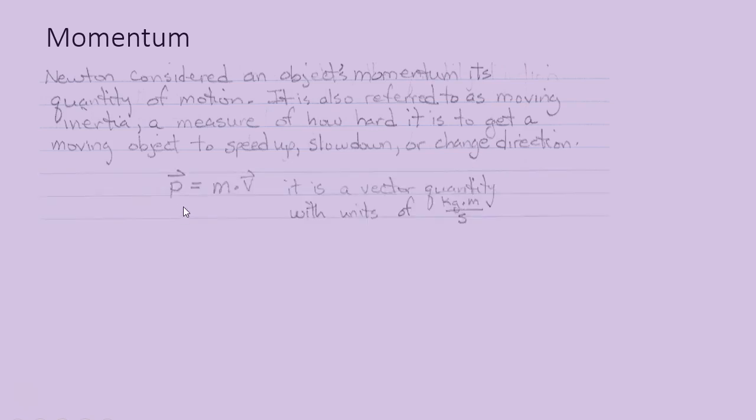The mathematical definition of momentum is that momentum is equal to the object's mass times its velocity. Notice velocity is a vector quantity and mass is a scalar, so this is a scalar multiplication of a vector, and it gives us a vector quantity. So momentum is a vector quantity with units of kilogram meters per second.